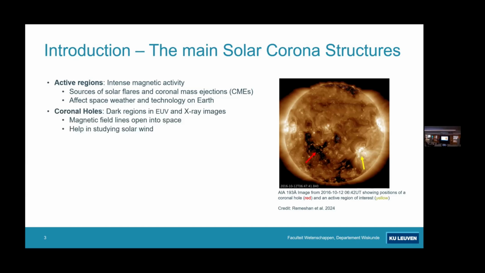to protect technology infrastructure here on Earth. Then we have some dark areas called coronal holes, like the area indicated by the red arrow, and these areas play a significant role in studying the solar wind. And then we have other structures like coronal bright points and filaments. In other contexts, one can detect them, but in the context of this project, we want to separate coronal holes and active regions.